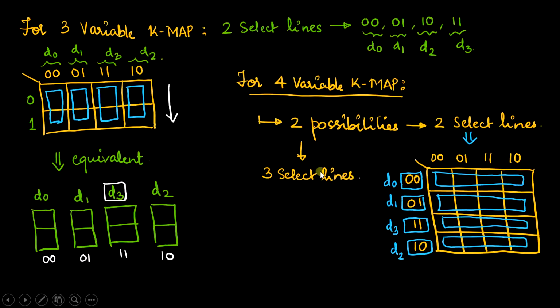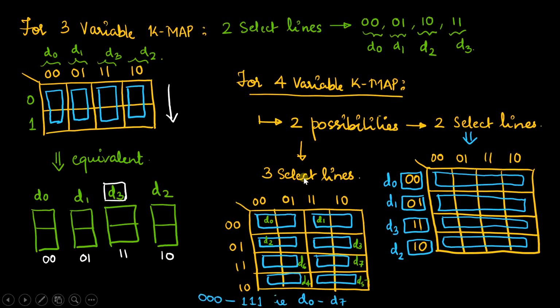Fine. This is with regard to 2 select lines. When you have 3 select lines, you have to consider the grouping in this form. So I have 3 select lines which will range from 0, 0, 0 to 1, 1, 1. So in this case, when you consider the 3 select lines, we have 0, 0, 0. You can see the way the grouping has been done. We have just grouped 2 terms. So D0 means it is 0, 0, 0, because 0 is common here.